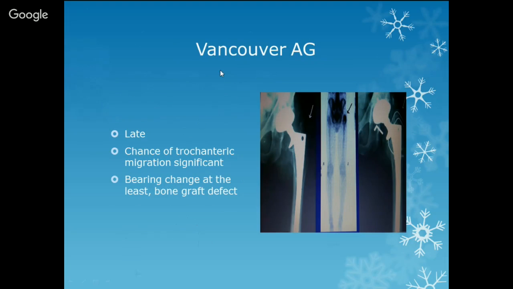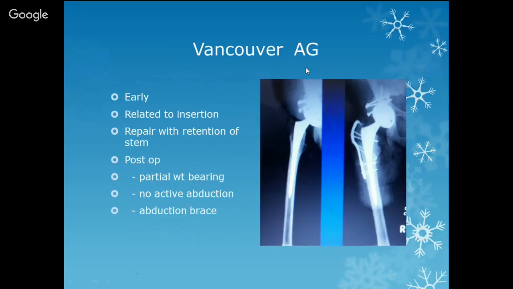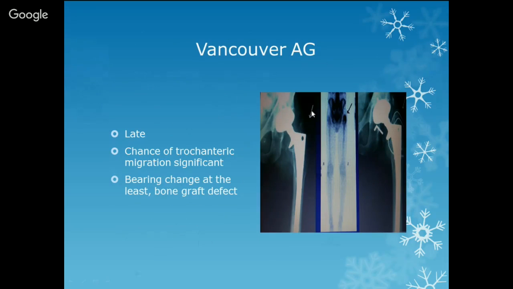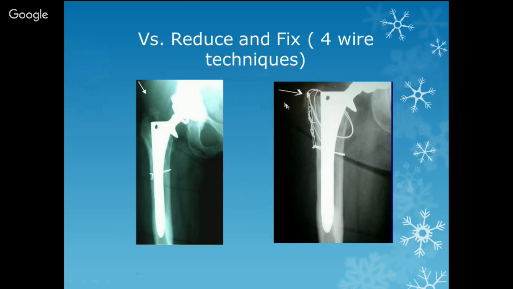In the Vancouver A-G, these are late fractures. There is a chance of trochanteric migration. So we use the cable wire to fix that fracture. Then we reduce the fracture by a 4-wire technique. We use 4 wires. There is a trochanteric fracture fragment. We use the 4-wire technique and we fix it.